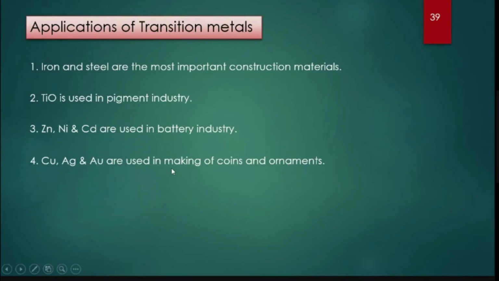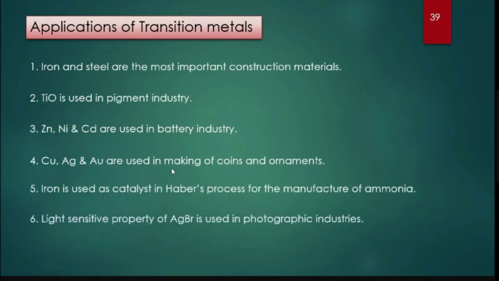Copper, gold and silver are used in making coins and ornaments. I think with this you are very much familiar. Iron is used as a catalyst in Haber's process for the manufacturing of ammonia. So in the previous year you have studied the reaction between dinitrogen and dihydrogen, which leads to the formation of ammonia. The process is called Haber's process. In that process, iron is used as a catalyst.